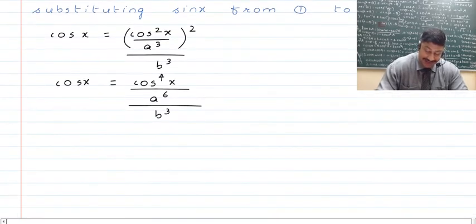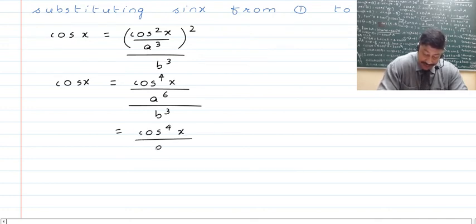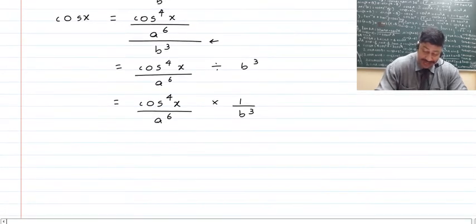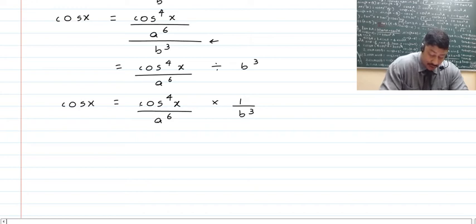Now further, the right hand side is a mix up, so we will write this as cos raised to the power 4x divided by a raised to the power 6, further divided by b cube, as this line is the whole denominator sign. So further we can get this as cos raised to the power 4x divided by a raised to the power 6 into 1 upon b cube, when we convert the division sign to multiplication sign, and then we write the reciprocal of the term which comes after the division sign, and this is cos x. Now 1 power of cos x gets cancelled from both the sides.